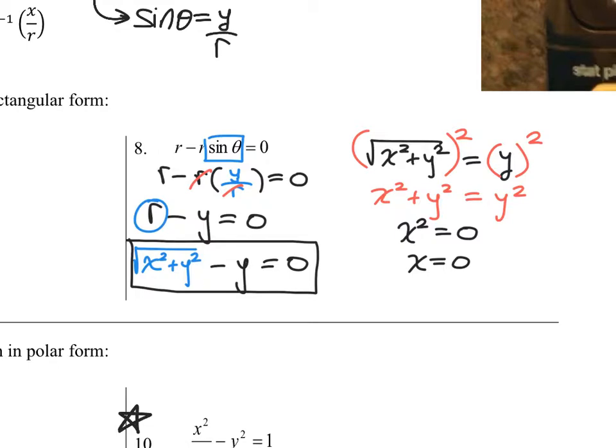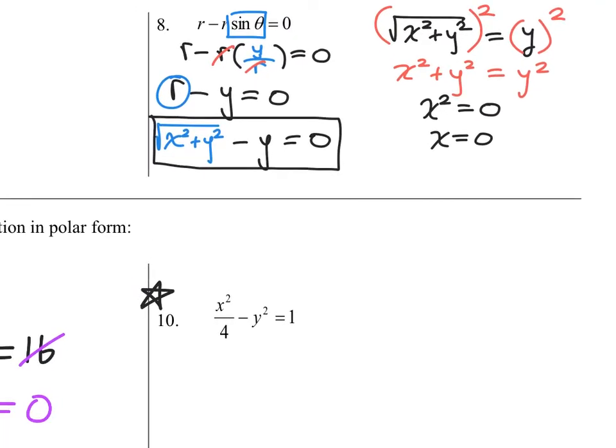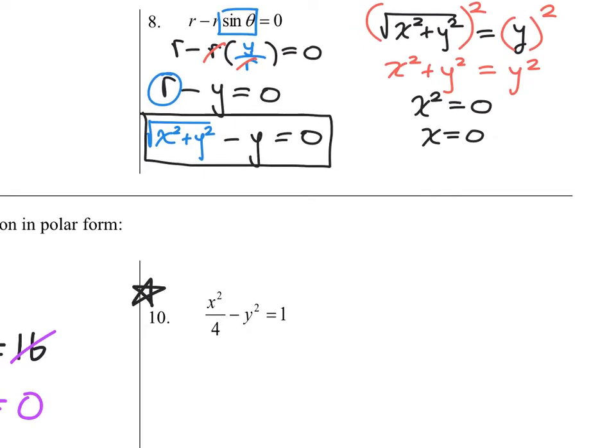The point being, we have a simple answer here, but it took a lot to get that simple answer. Sacrifice a little simplicity for efficiency, really, more than anything else. All right? And the calculator understands polar form. So it's going to understand that r equation just as well as it would understand a y equals equation. All right? Now, for the next one, we have a hyperbola.